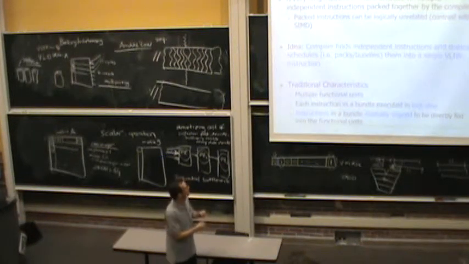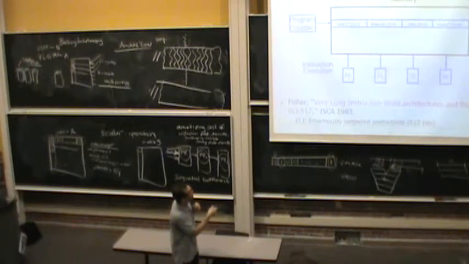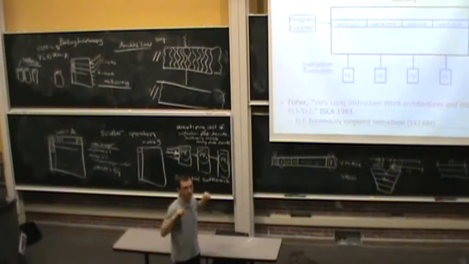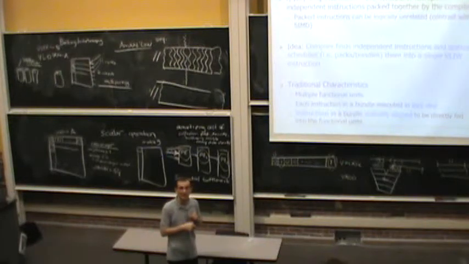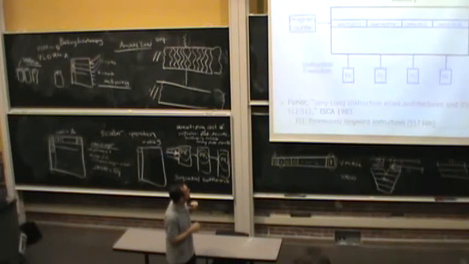That's another property to make life easier for the hardware. So if any instruction stalls here, the whole bundle stalls. Instructions in a bundle are statically aligned to be directly fed into the functional units. Again, the goal is to make hardware simpler. Hardware should not detect dependencies between instructions, and hardware should not figure out which instruction should go to which functional unit.